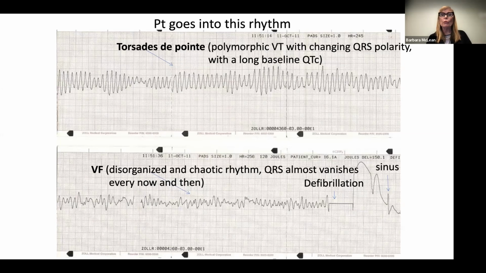Because they really do change. So this is a patient who had a long baseline QTc, who then had an R-on-T phenomenon and polymorphic VT. But because she had a long baseline QTc, we're not going to call it polymorphic, even though it is polymorphic. Because of the long QT, we're going to call it torsade de pointes. And then that disappears into ventricular fibrillation.